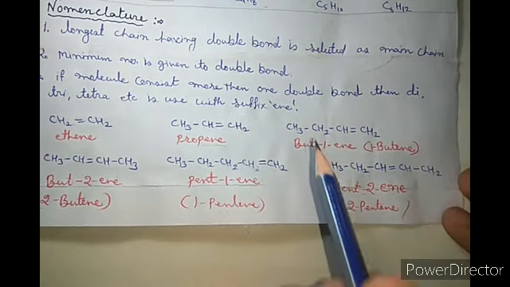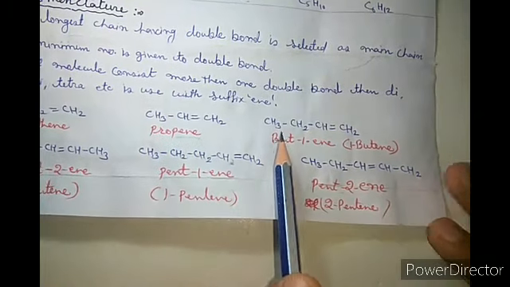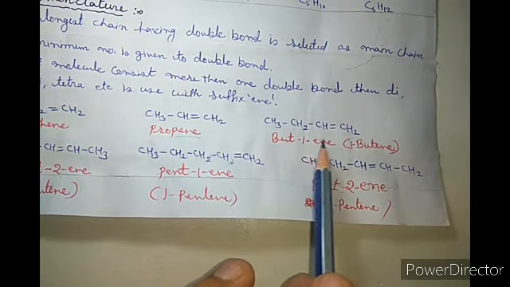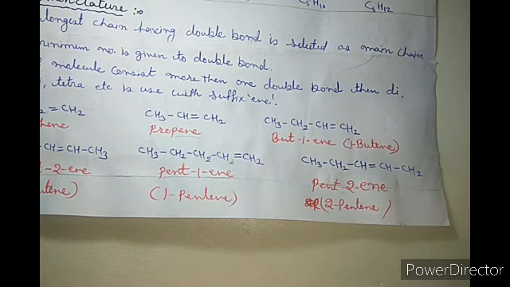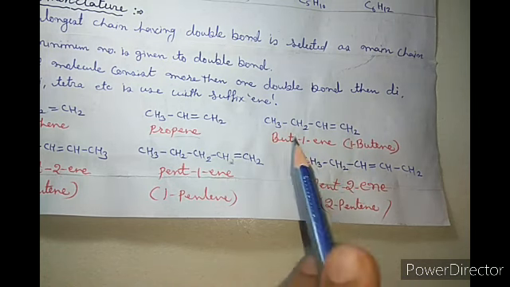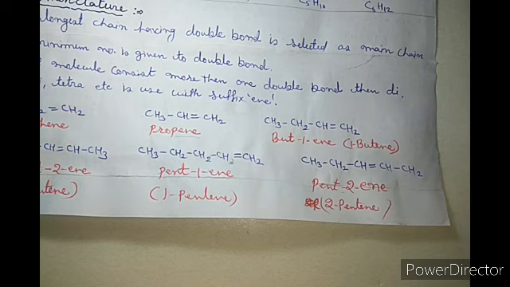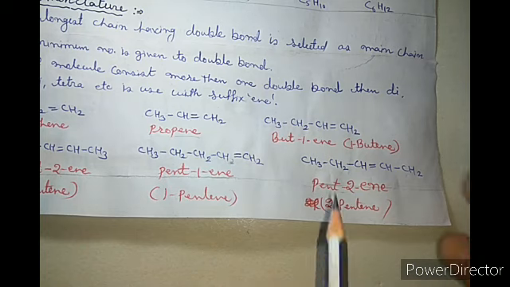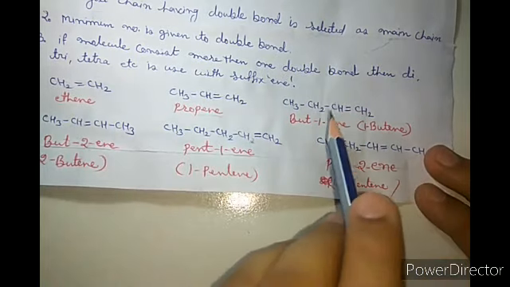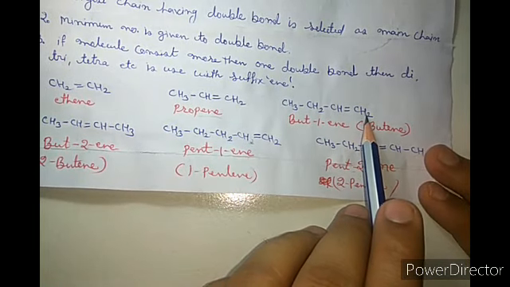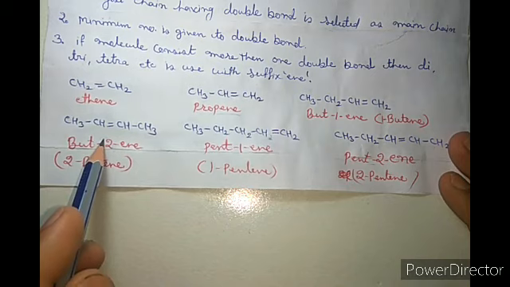Now the next example, CH3 CH2 single bond CH double bond CH2. Here there are 4 carbons, so but, double bond, then ene. But now we have to locate the position of the double bond also, because if we do not locate the position of the double bond, then this molecule and this molecule both are the same.